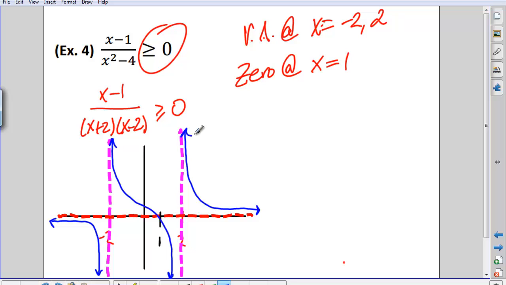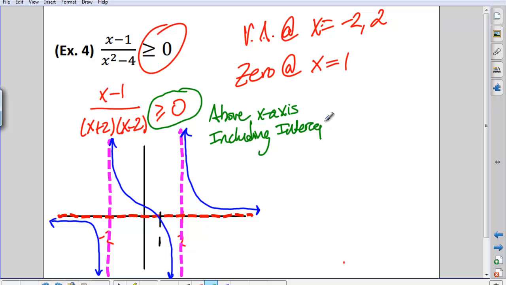So we've collected all this information about this graph. We know where the asymptotes are, we know where the x-intercepts are. The only thing left is to determine which pieces of the graph we're really interested in. And remember, that comes from the inequality symbol, greater than or equal to 0. So the parts of the graph that are above the x-axis, including any intercepts. That would be above the x-axis, including this intercept, this piece right here. Also this piece over here is above the x-axis.